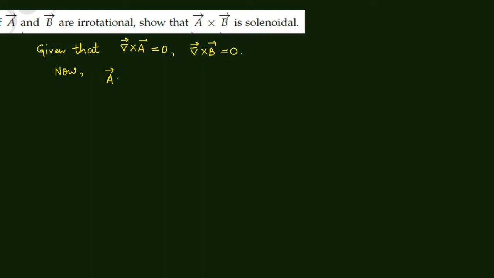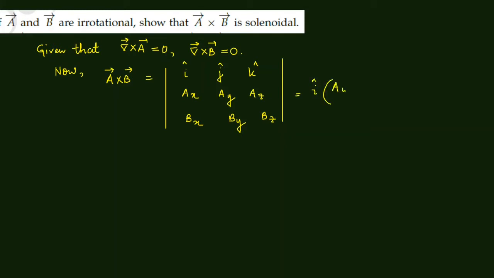Now, let us calculate what is A cross B. So, for A cross B, we know that we will be calculating this determinant. So, components of A are Ax, Ay, Az, components of B are Bx, By, Bz. Now, carefully open up this. So, the i cap component will be equal to Ay Bz minus Az By, the j cap component will be equal to Az Bx minus Ax Bz, plus the k cap component will be equal to Ax By minus Ay Bx.